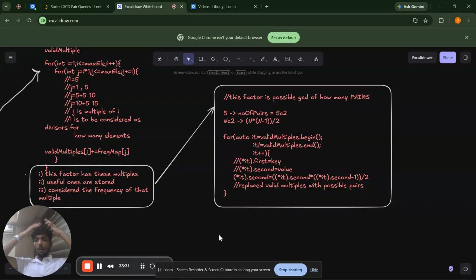Okay. Now what we have found is that for each possible factor, these are the possible pairs for which it can be a GCD. We are not sure that this factor is the GCD of this pair. We just know that this factor can be a possible GCD for this many pairs. So how will we find out that this is a GCD for exactly this many pairs?